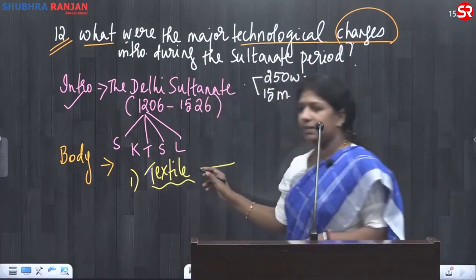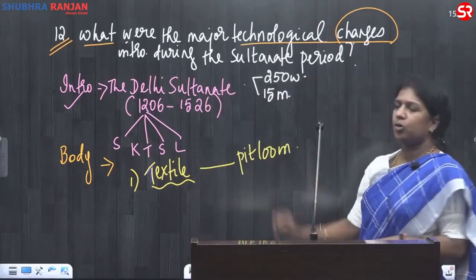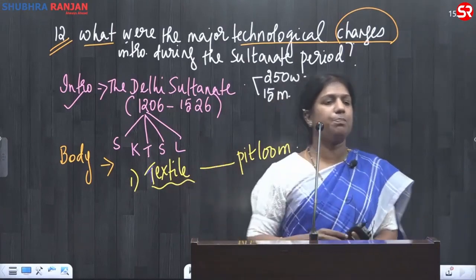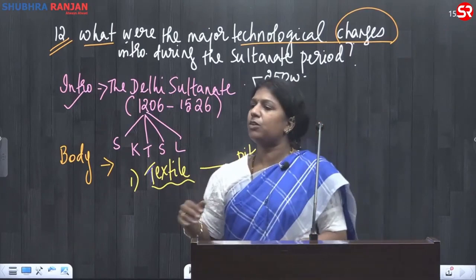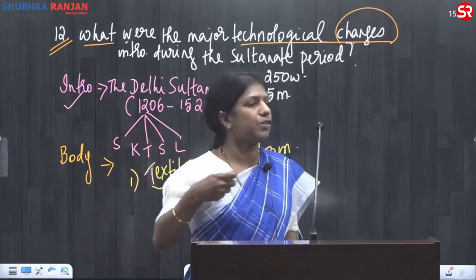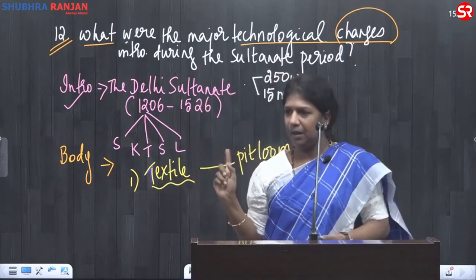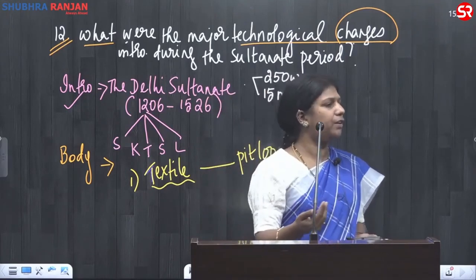But now what did they do? They introduced something called the pit loom. This made weaving much faster. Weaving was there, but weaving became a little bit faster and more colors were added in the process of weaving. Initially, when a cloth was made, it was a single color. Now 2 varieties of colors were added. So these changes were introduced by whom?